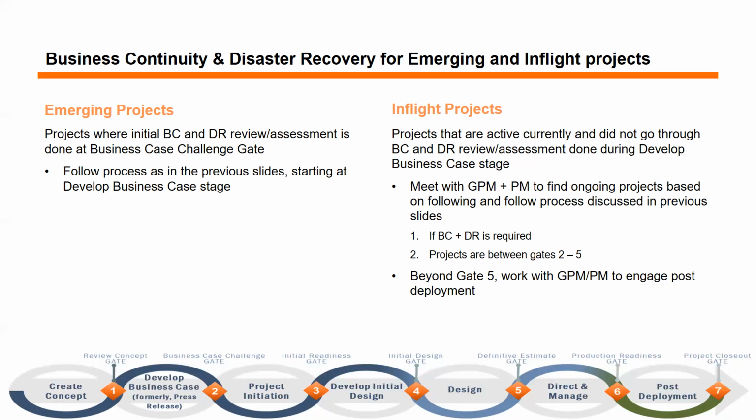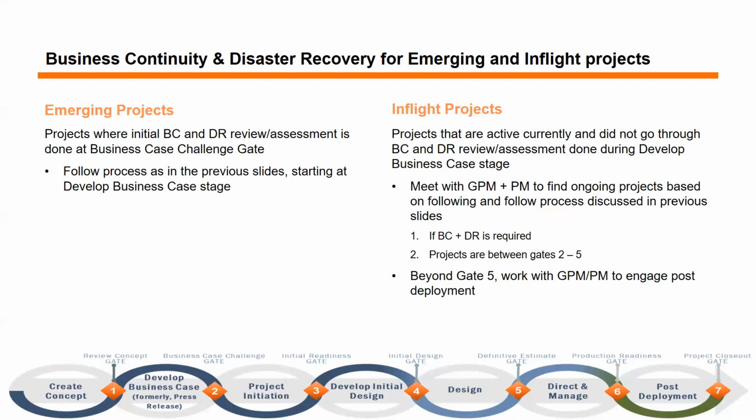Even though BC and DR tasks in each stage will remain the same for in-flight projects, the stage at which BC and DR teams get involved will depend on if one, BC and DR planning is needed for that ongoing project, and no such planning or capability are included in the project scope and requirements. And two, the project is between gates 2 and 5.